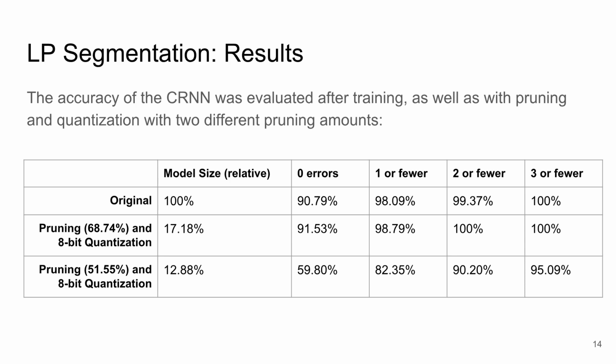Once we pruned to about 51.5% of the original size, we ended up getting a much lower accuracy, so we kept both of these models just to give an indication of how much we can actually prune.